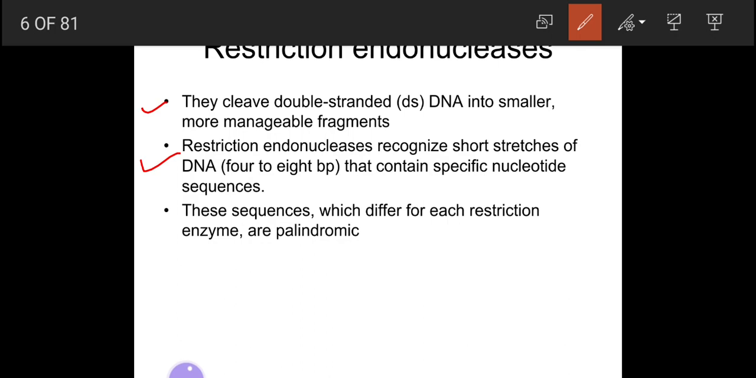These sequences differ for each restriction enzyme. We have thousands of restriction enzymes, and their recognition sequences are palindromic.